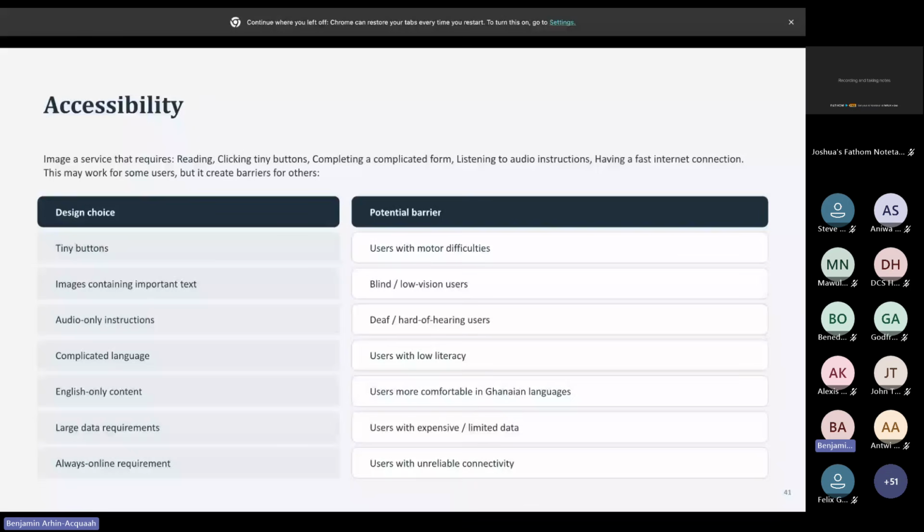We need to take all of these into consideration, especially the ones for low vision users, deaf, low literacy. These are people that are underserved. And if you are building a product or a solution for them to use, you definitely need to consider these things.